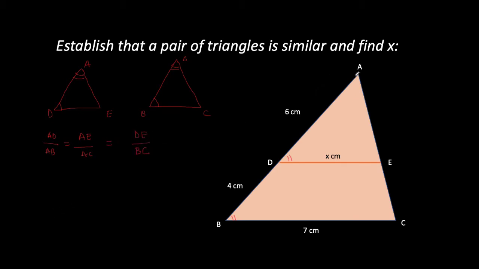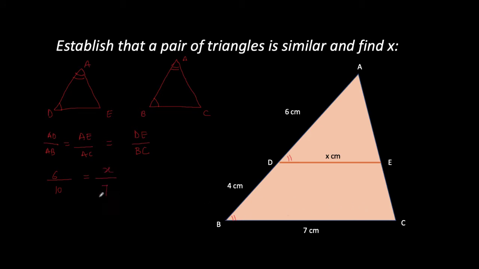Okay, what is the length of side AD? AD is 6. What is the length of side AB? AB is 6 plus 4, that is 10. Now we have to calculate DE, so we'll not consider this ratio. We'll write down the ratio that has DE. So what is the length of DE? That is X. And what is the length of BC?